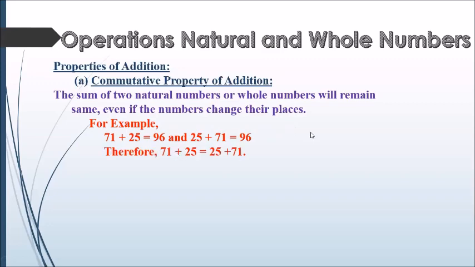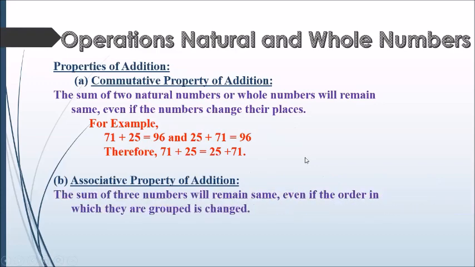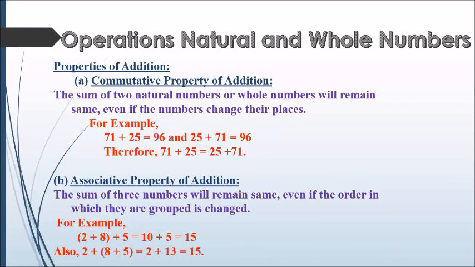Now you can write it like this: 71 plus 25 is equals to 25 plus 71. Why? Because the answers of both the sides will be same. 71 plus 25 is also 96. 25 plus 71 is also 96. Okay, then we went forward to associative property of addition.